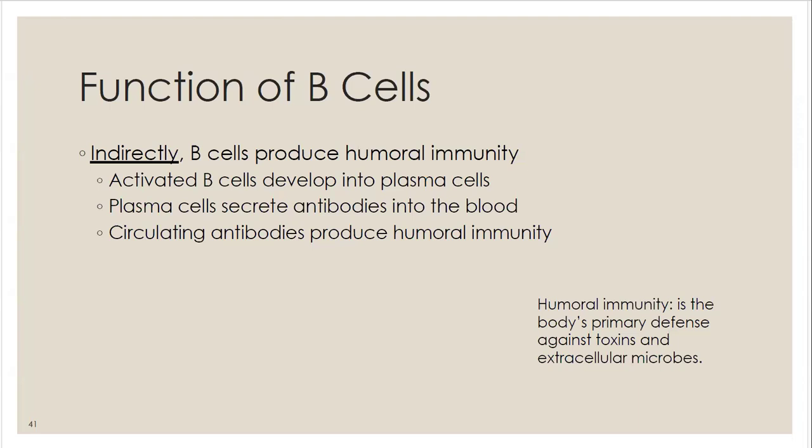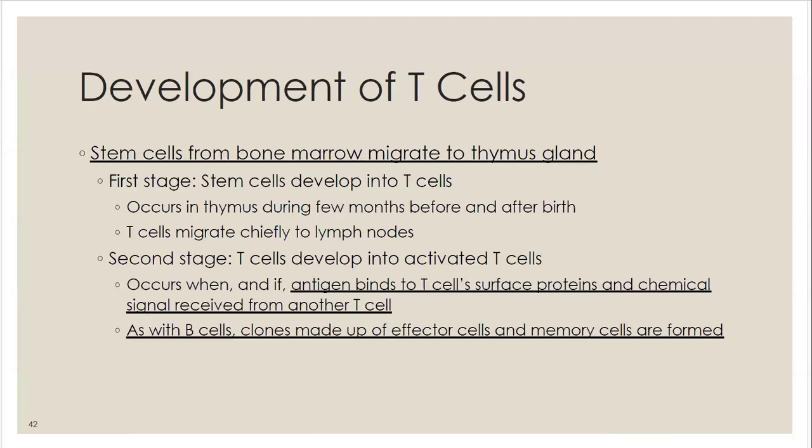Function of B cells: indirectly, B cells produce humoral immunity. Again, it activates B cells, which develop into plasma cells. Plasma cells secrete antibodies into the blood, and those circulating antibodies produce the humoral immunity. That is the primary defense against toxins and extracellular microbes.